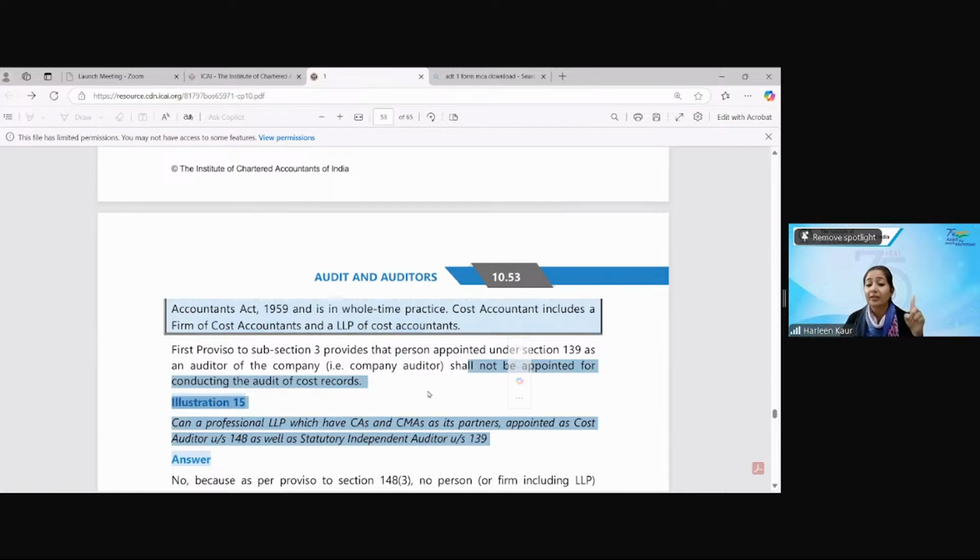So, person appointed under 139, who was that? Who was the person appointed under 139? He was the statutory auditor. He can do the work of tax audit and GST audit, but he cannot do the work of cost records audit because company's auditor can only do the company's audit. He will not be doing the cost audit.